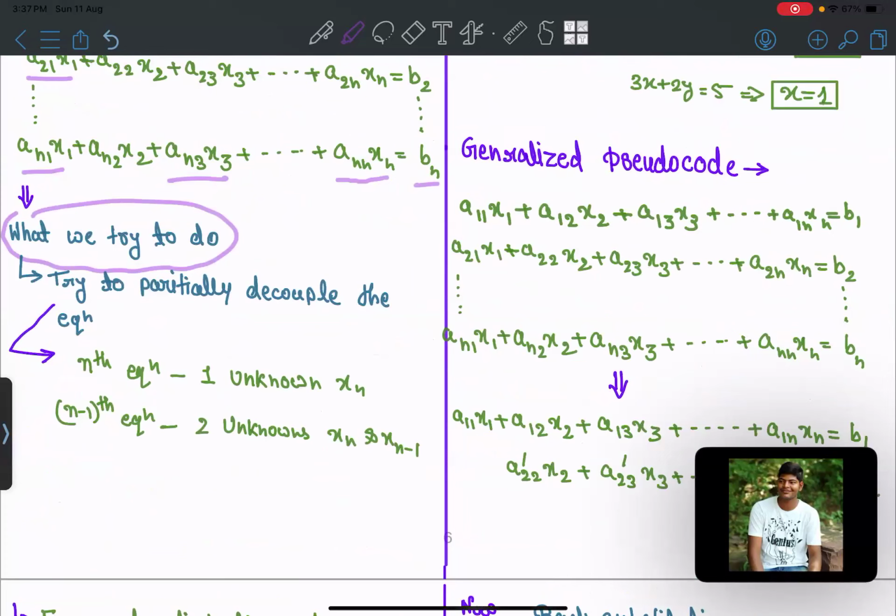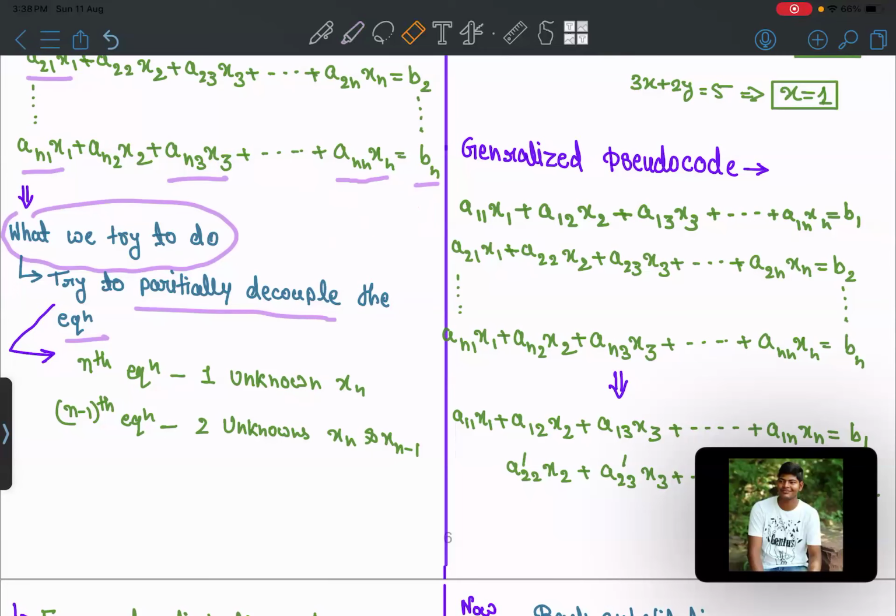So how do we try to solve this equation? We try to partially decouple the equation. We can completely decouple the equation. Completely decoupling means some term a dash xi will be equal to bi dash. If we represent it in this type of terms, meaning each equation has only one unknown, then this is known as complete decoupling. But we will not do complete decoupling here, we will go for partial decoupling.